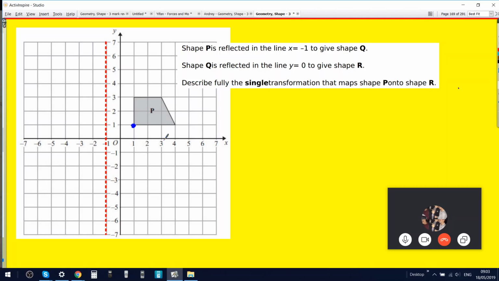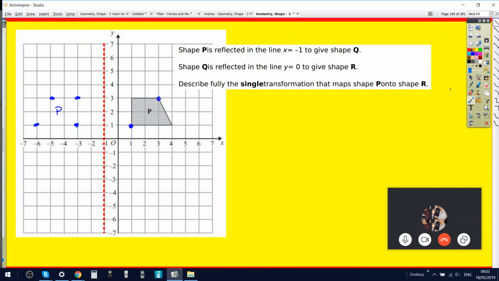So for shape Q, do you need to do one square after the line x equals -1? So this is 2 away from it. And then it needs to look opposite to P as well, like mirrored, to give Q. So that one's 1, 2, 3, 4. So that's 4, and that one's 5. Okay, so that's shape P.